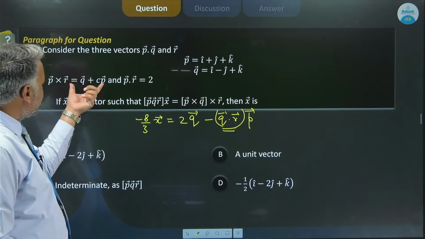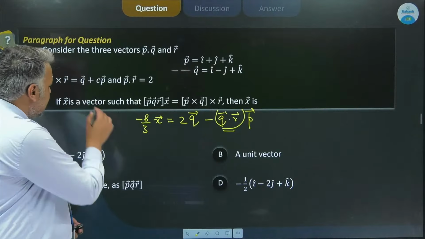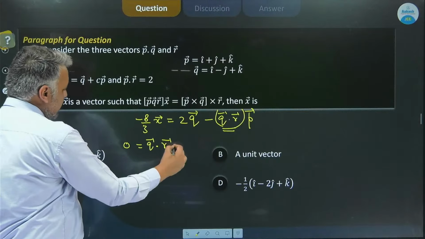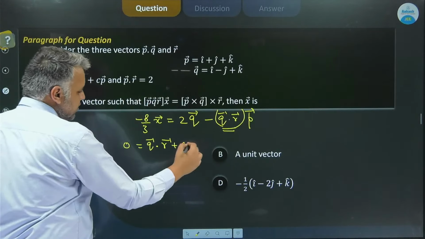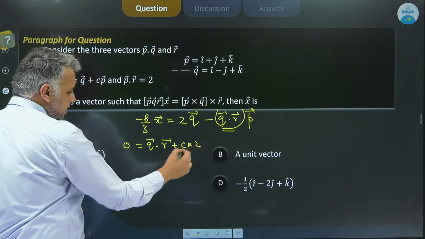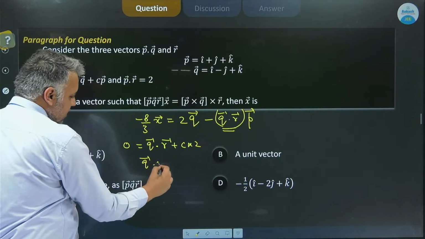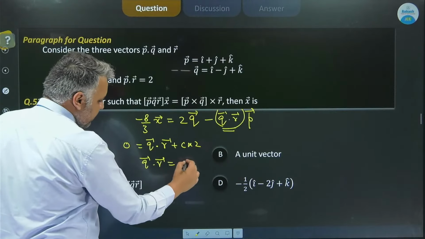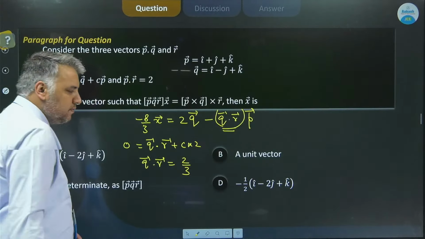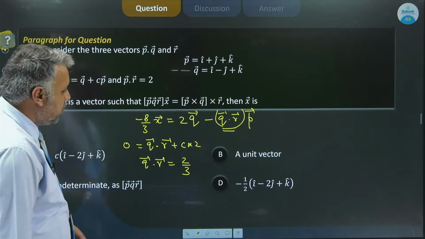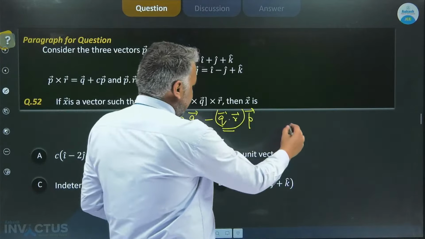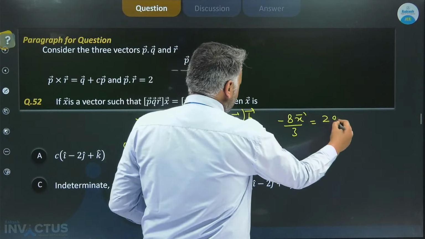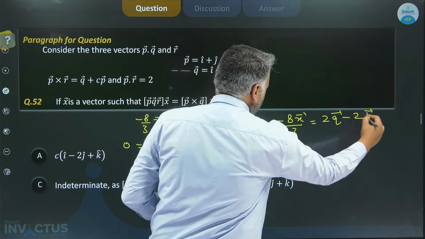So taking dot product of R from both the sides, left hand side will become 0, right hand side it will be Q dot R plus C into P dot R. P dot R is 2. So from here we can comment that Q dot R is nothing but minus 2C and C was minus 1 by 3. So this will be 2 by 3. Now replacing Q dot R as 2 by 3, this will be minus 8 x vector divided by 3 is 2q vector minus 2p vector by 3.